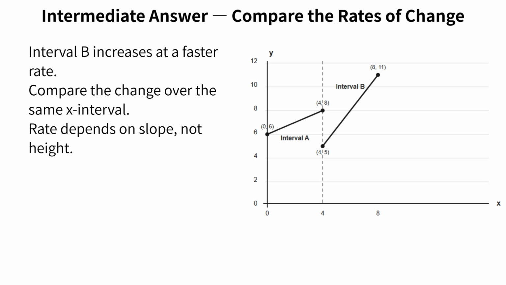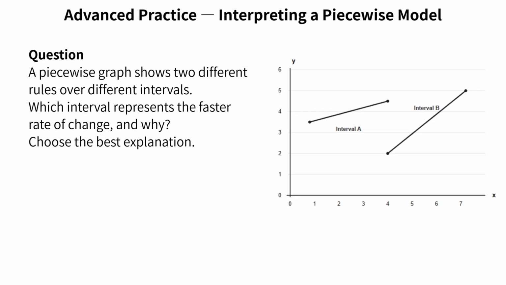Remember this rule for the SAT. Never judge speed from a single point. Always compare an interval. Now try this advanced question. Two intervals of a graph are shown. Without calculating exact values, decide which interval increases at a faster rate. Be careful, the higher graph is not always the faster one.